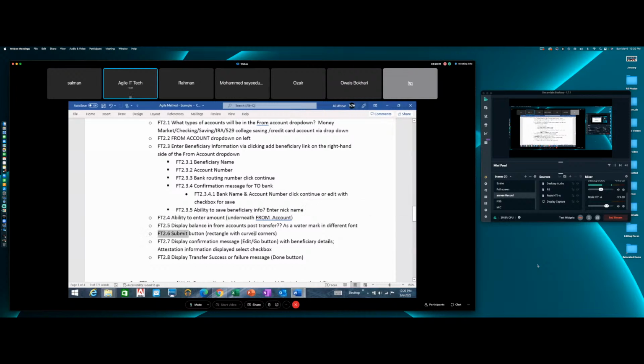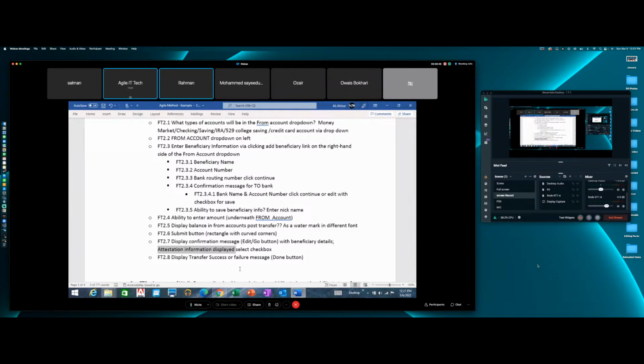This is the 5th screen. And remember, this one is different from screen number 2 for the first one, because this one has attestation information being displayed. Why attestation? Because this is an external transfer.